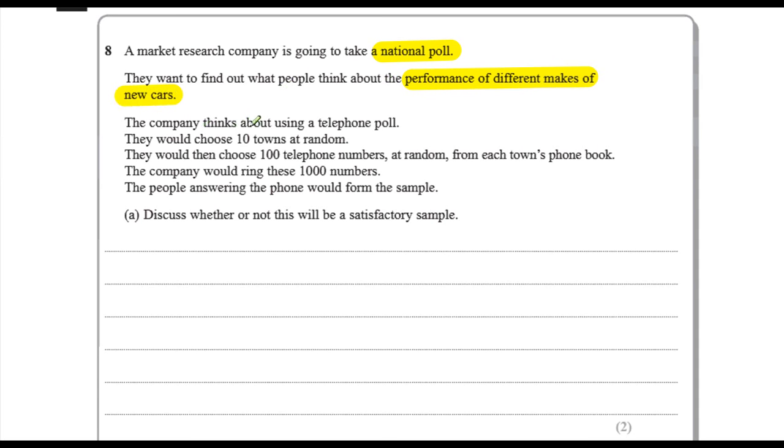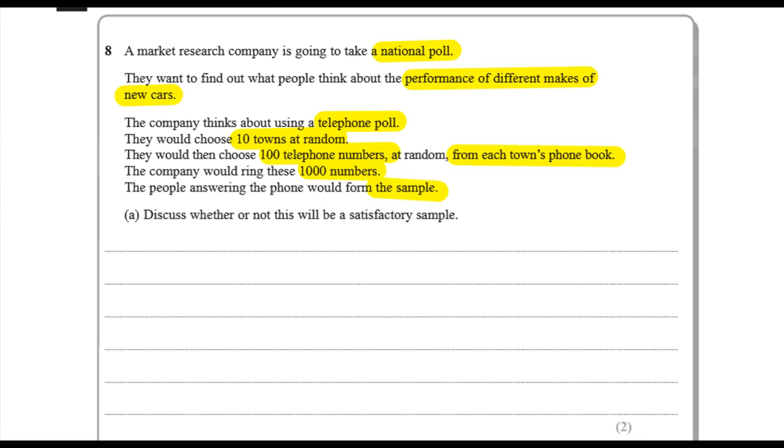The company thinks about using a telephone poll. They would choose 10 towns at random. They would choose 100 telephone numbers at random from each town's phone book. So that's 10 towns, 100 phone numbers from each town. 10 times 100 is going to give you 1,000 different numbers to ring. The people answering the phone would form the sample.